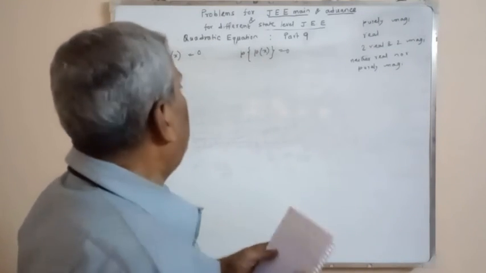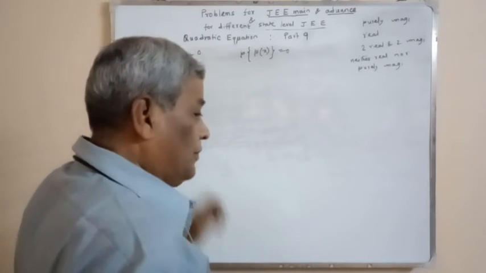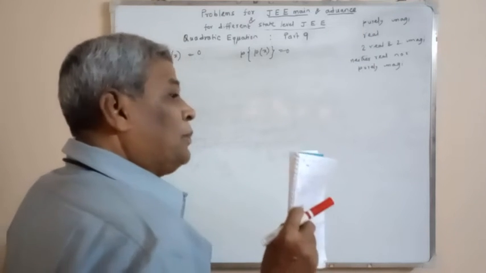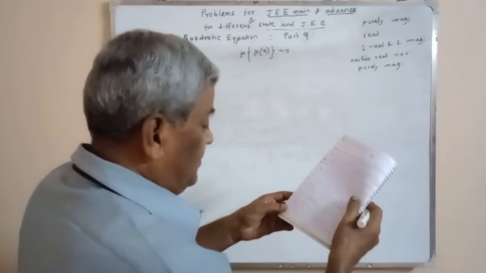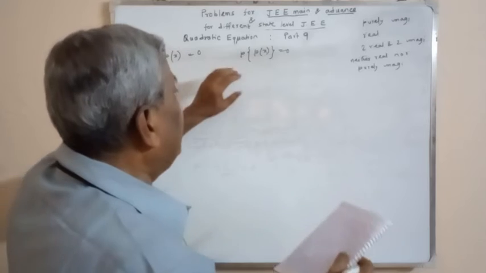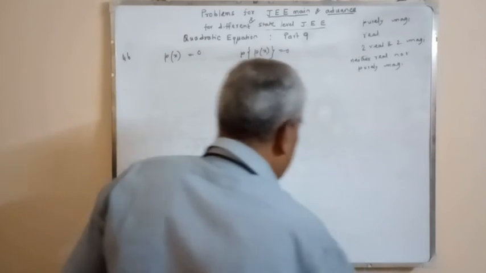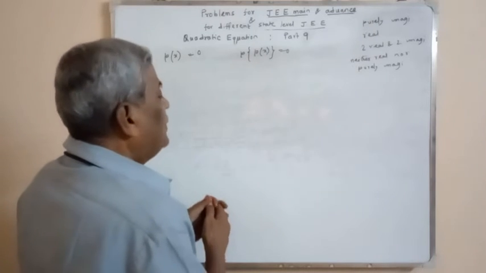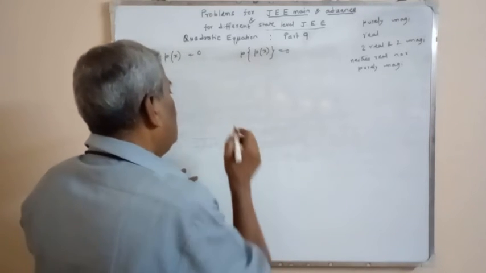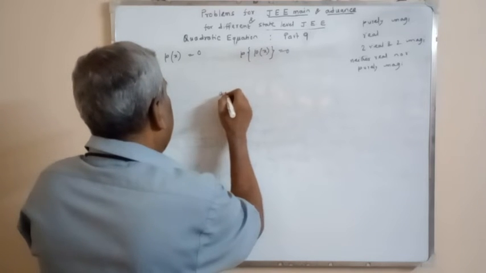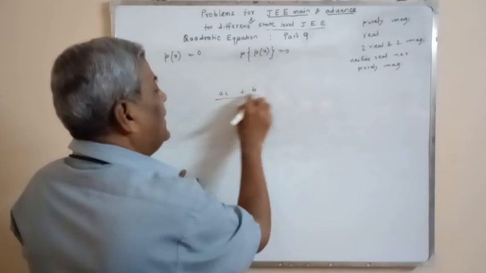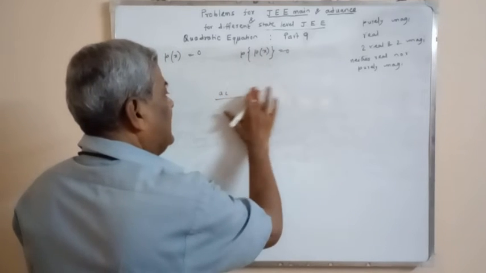Now, let us see what the problem is. P(x) is equal to 0, it is a quadratic equation and it has two purely imaginary roots and its coefficients are real. As P(x) is equal to 0 has real coefficients and purely imaginary roots, purely imaginary roots are of the type ai, not ai plus b. If this is the case, then it is not purely imaginary. So roots are of that type.